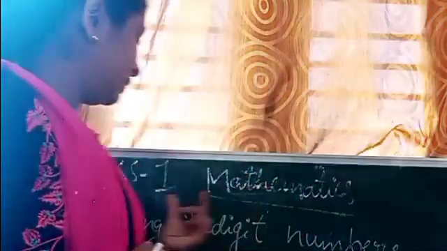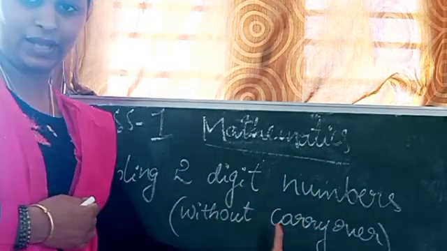Children, by solving these examples, we have just recalled addition and subtraction by counting forward and counting backward. Now let us move on to the new topic, that is adding two-digit numbers without carryover. We have learnt about adding two-digit numbers by using place value, that is ones and tens, right? You are thorough with ones and tens, and also we have subtracted the given numbers by using ones and tens, right? Ones and tens are the place values.